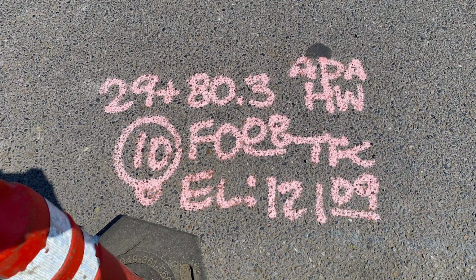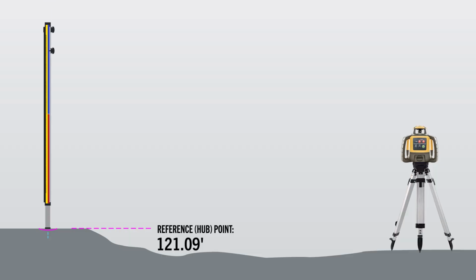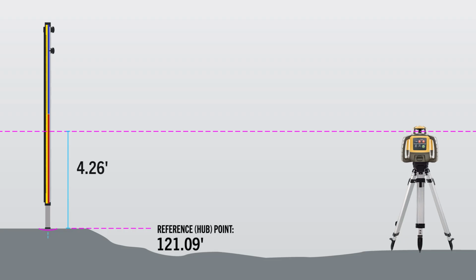First, set up your laser level somewhere stable with line of sight to everywhere on the site. Once it's up and running, find that surveyor's reference, sometimes called a mag nail, sometimes a hub. Spray painted next to it will be the certified elevation of that exact point. This one says it's at 121.09. Now, place your Lenker rod on the reference point and see where the laser hits it. Let's say that it's at 4.26.